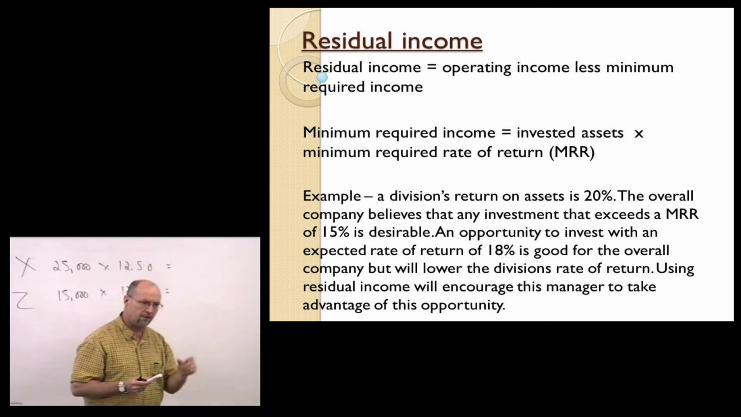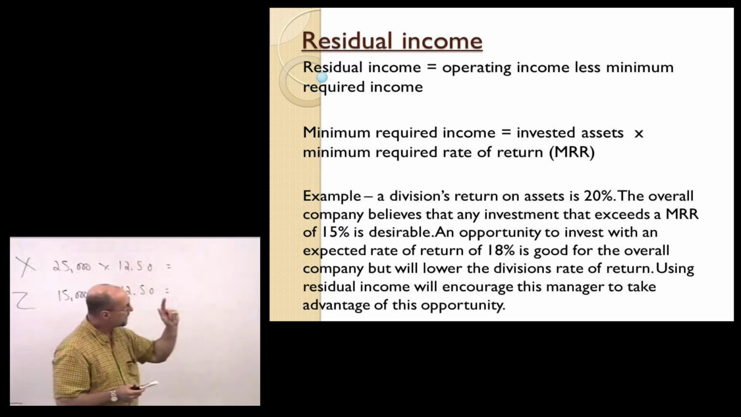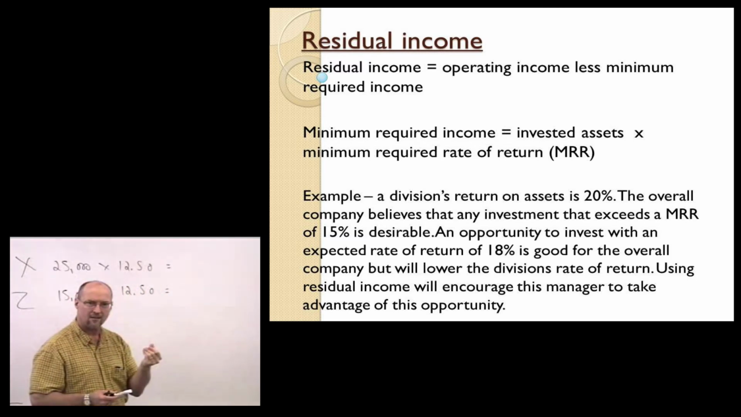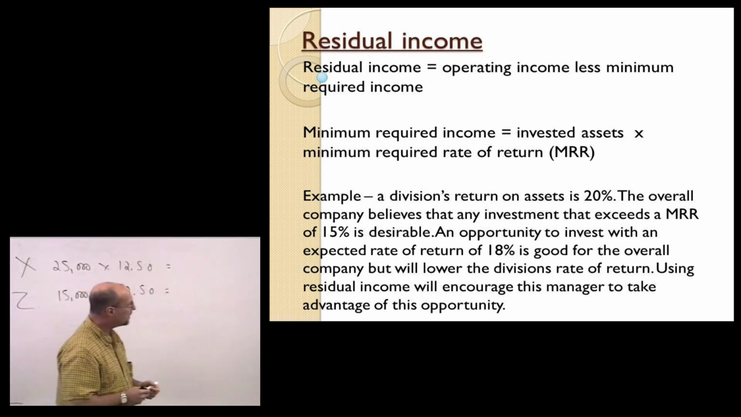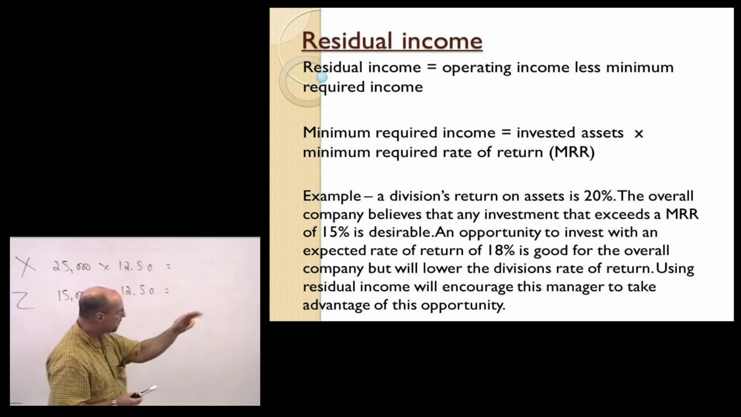Minimum required rate of return. A rate is always a percentage. Minimum required income, this is a dollar amount. The definition for minimum required income is your invested assets times the minimum required rate of return, which I just use MRR. Okay, let's take a look at this example.